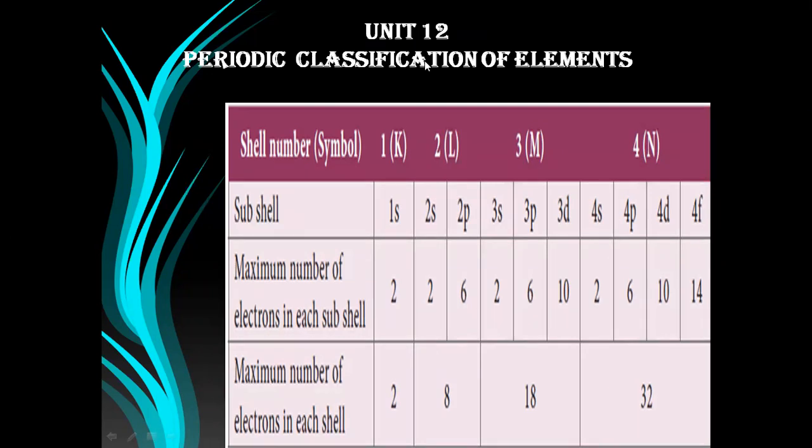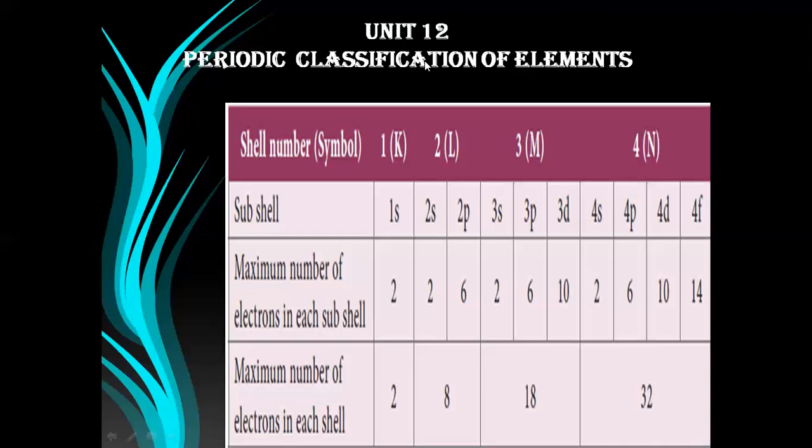So he proposed the modern periodic law. This law states that the chemical and physical properties of elements are periodic functions of their atomic numbers. Before him, Chancourtois, Newlands, and Mendeleev all arranged the elements by their atomic masses, but Henry Moseley arranged the elements in increasing order of their atomic number.